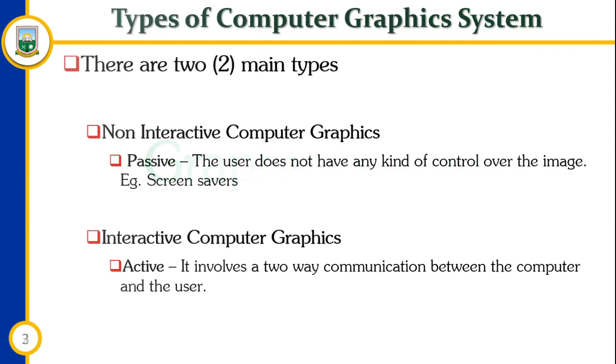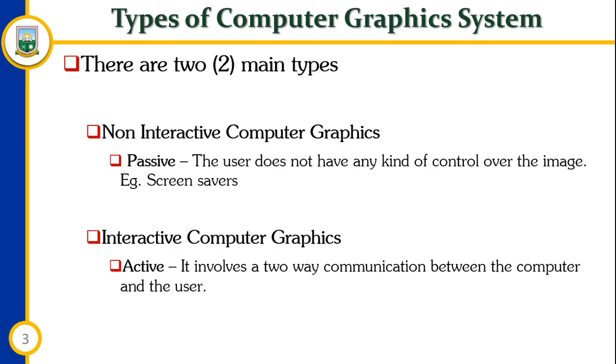When we talk of the graphic system, there are two main types that are available. So we have the non-interactive computer graphics, and also we have the interactive computer graphics. Anytime we talk about non-interactive computer graphics, we term this type as passive, and the interactive computer graphics, we term it as active.